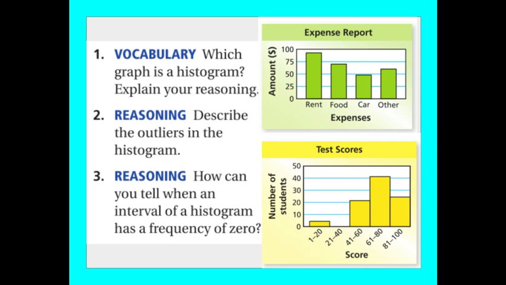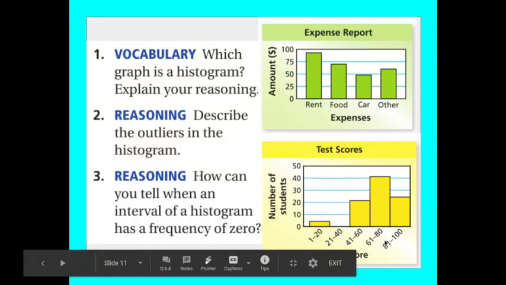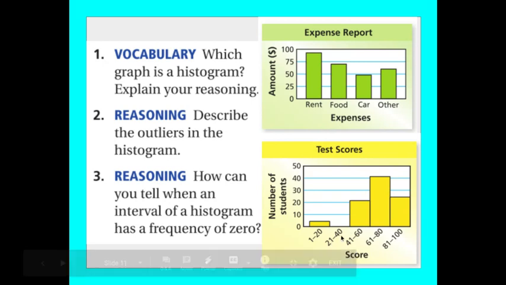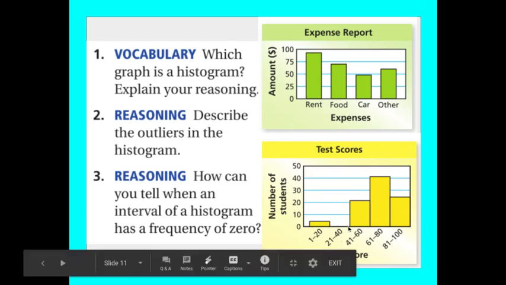Question 3, how can you tell when an interval of a histogram has a frequency of 0? Well, frequency of 0 would mean that there's no bar here. 21 through 40, no one scored a 21 through 40. So if there's no bar, then we know that there's no frequency.